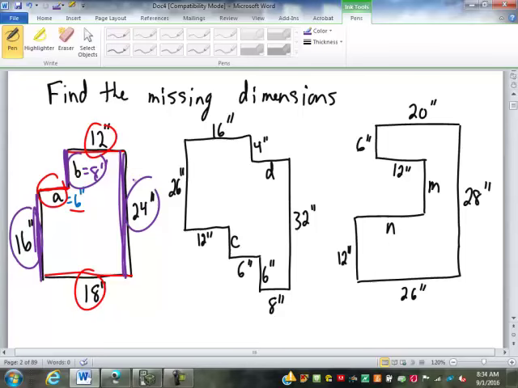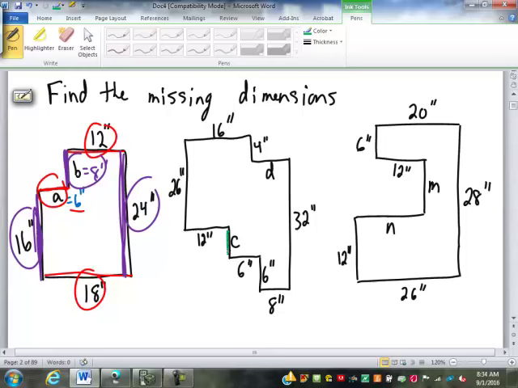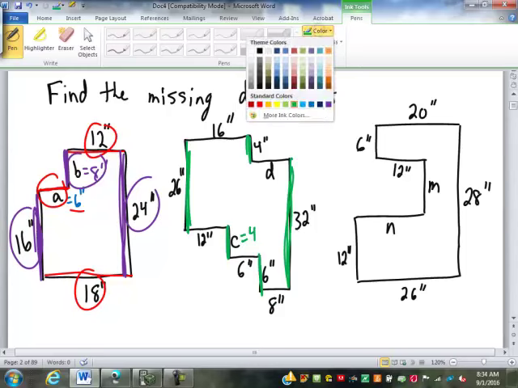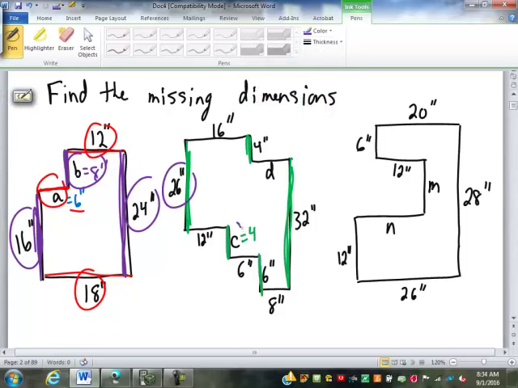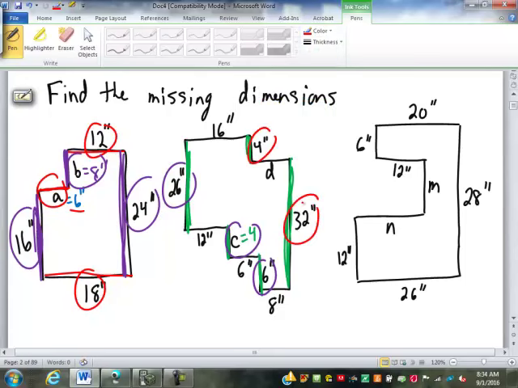So the second one here is a little bit more complex. What'd you guys get for dimension C? Four. Perfect. Here again, it's a vertical dimension, so we can only look at other vertical dimensions. But now we have a total of five of them. So to look at the relationship, what we find is these three vertical dimensions have to add up to the same thing as these two, because they both go from the bottom of the part all the way up to the top of the part.